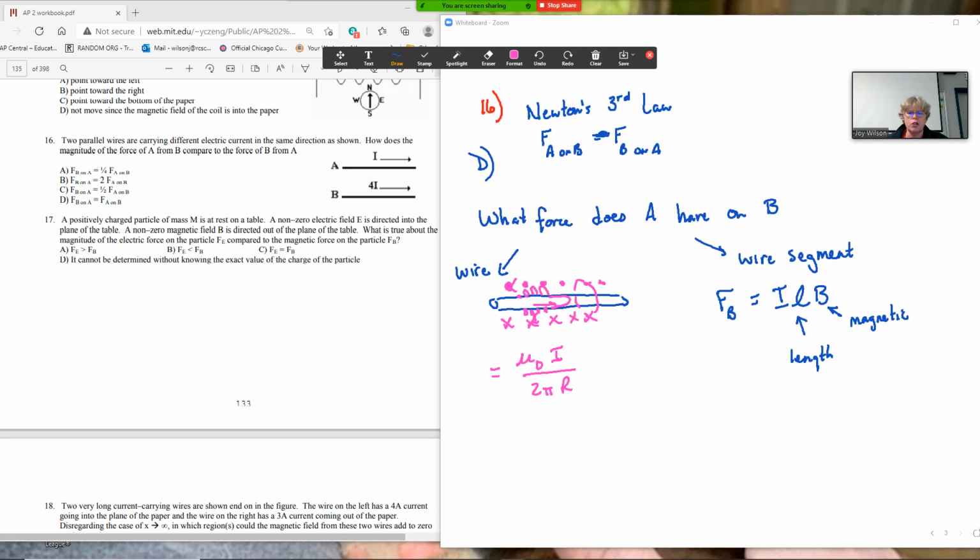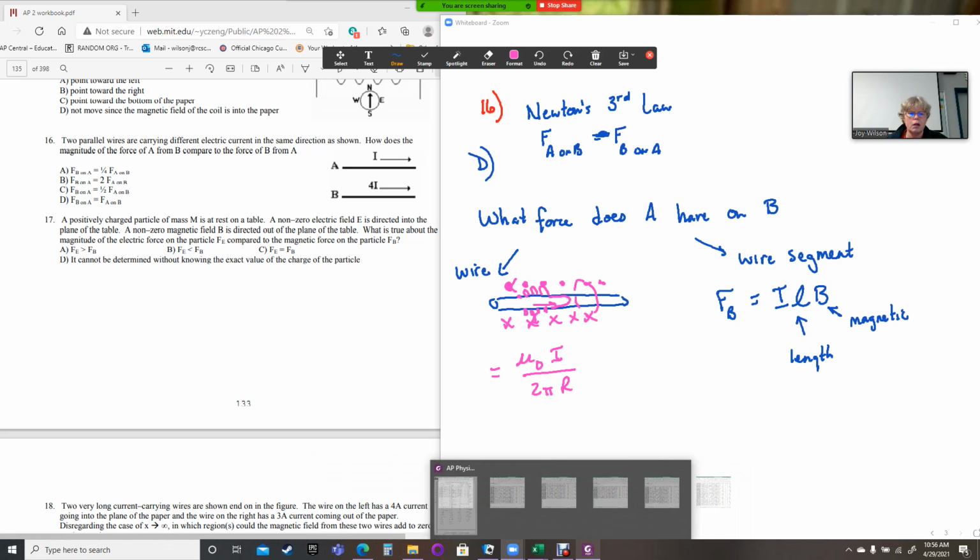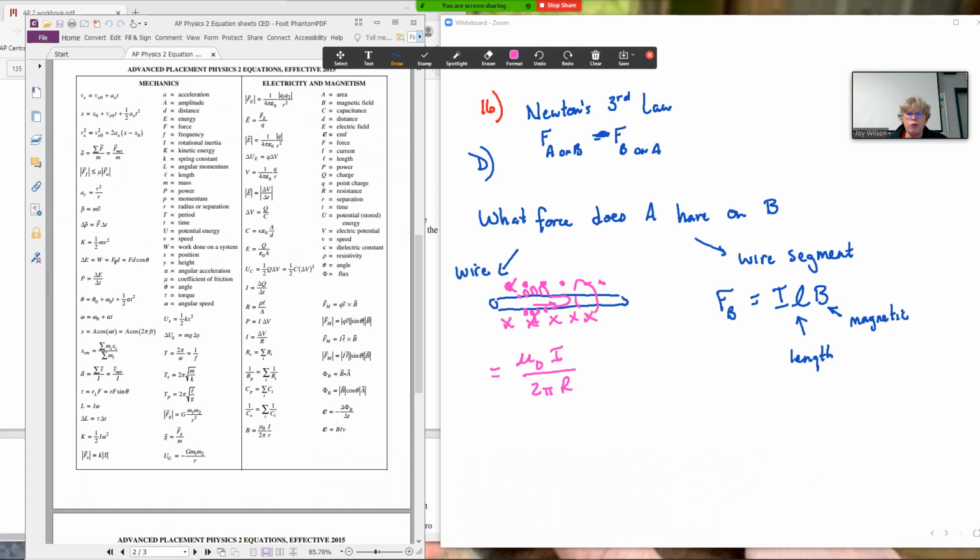Now, if we go back to our formula sheet, where is my formula sheet? There we go. When we look at my formula sheet, you will see this formula given as magnetic field strength from a wire. So the wire creates a magnetic field, and then the magnetic field creates a force. A current-carrying wire produces a magnetic field around it. Then that magnetic field is going to produce a force. So let's start with that.